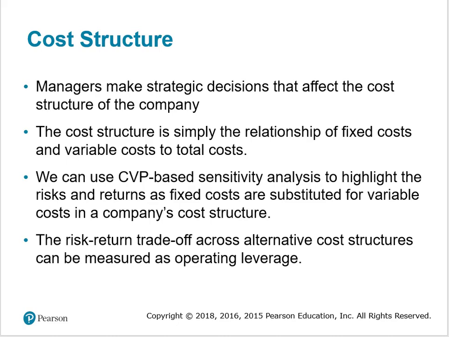So cost structure is simply the relationship of fixed costs and variable costs to total cost. And managers make strategic decisions that affect the structure, and that information is, of course, used in the CVP analysis that we've just been talking about.